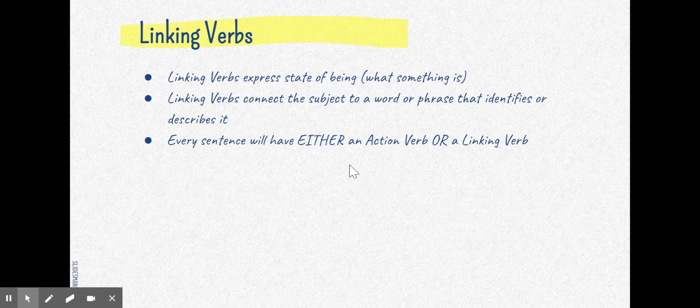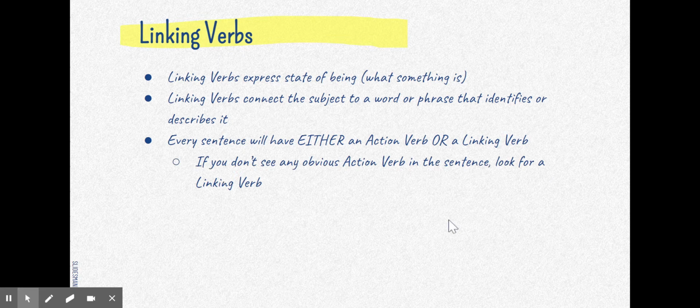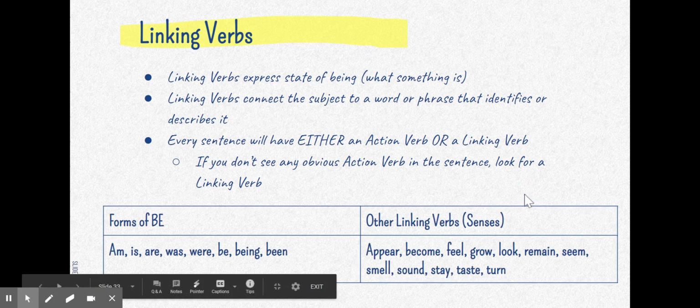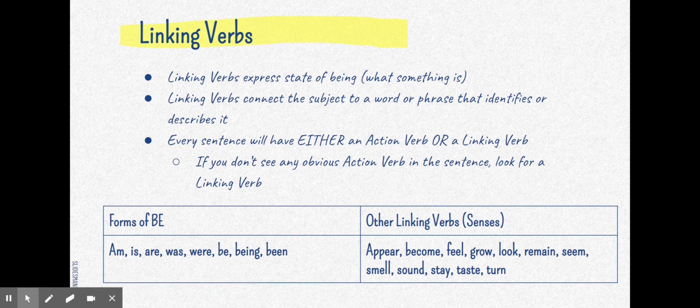Like I said, every sentence will have either an action or a linking verb. So if you are looking at a sentence and you're like, I don't see a verb, I don't see any actions, no one in this sentence is doing anything, you probably have a linking verb. So you should start looking for a linking verb at that point. Look for action first, and if there's no action, you know there's got to be a linking verb. So very similar to pronouns. These are the only linking verbs.